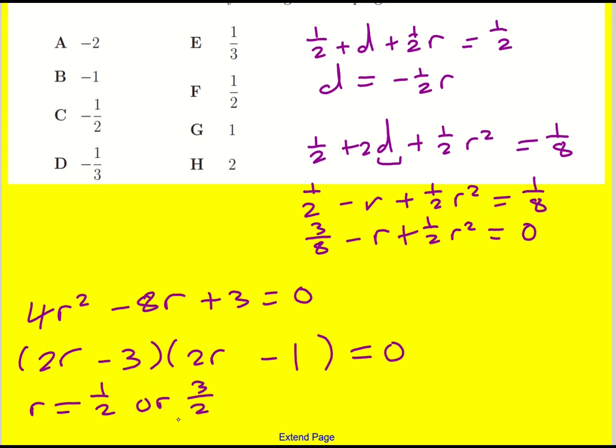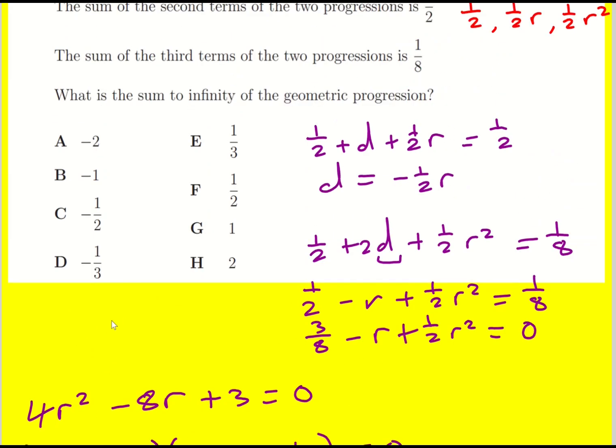But remember, right at the start, it said that it was a convergent geometric progression. That means it's not going to get bigger and bigger. It's going to approach 0 ultimately. That's when the modulus of r is less than 1. So r is between -1 and 1. So we're going to reject that one there. It must be that r is a half.